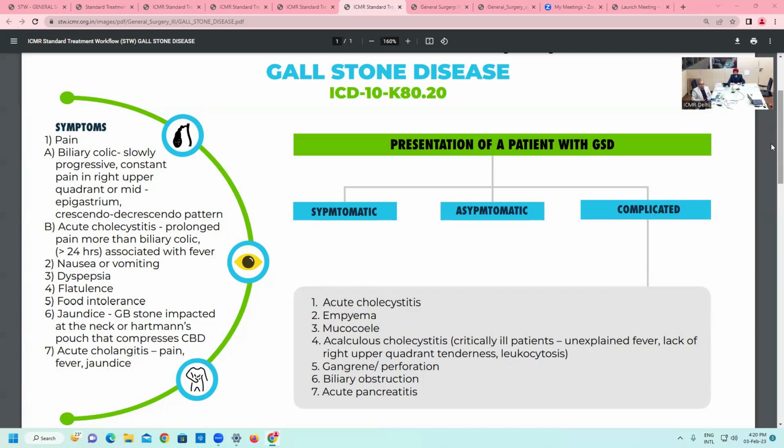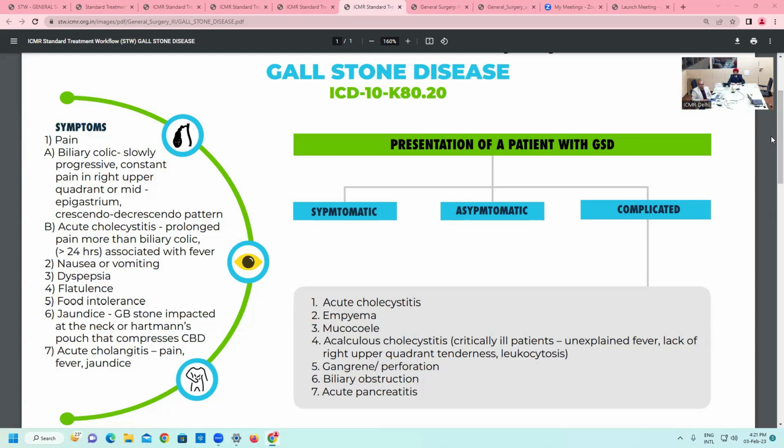Out of them, about 20% would be symptomatic, and because of these gallstones, there may be certain complications. They may have acute cholecystitis, where the patient has pain, or it's a biliary colic, again, depending. If there is a stone which gets impacted at the neck of the gallbladder, what will happen is that a lot of mucus will be collected inside the gallbladder, and the gallbladder gets distended, and we call this condition empyema.